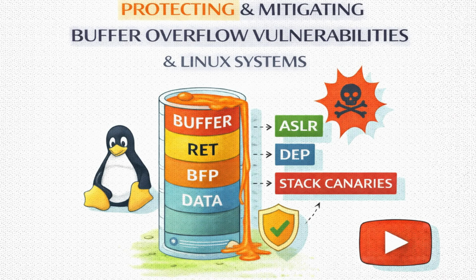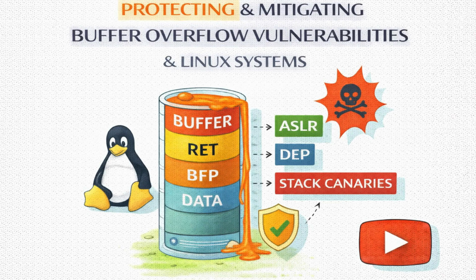Always. So bringing this all together, we've decoded the alphabet soup. We've got ASLR and PIE shuffling memory around. We've got NX locking down the stack. We've got canaries as tripwires. And RELRO freezing the address books. It's a comprehensive defense-in-depth strategy.